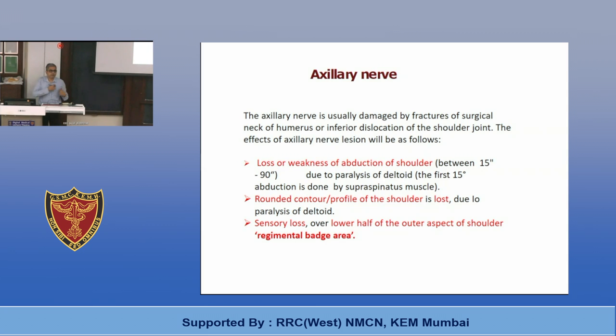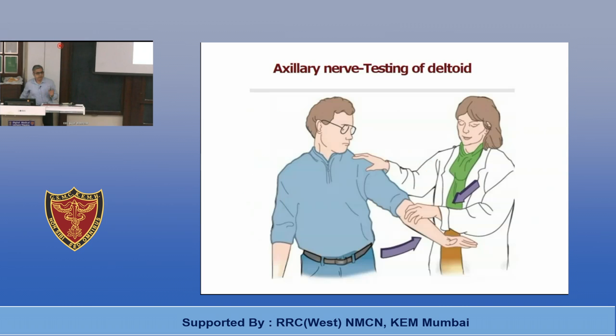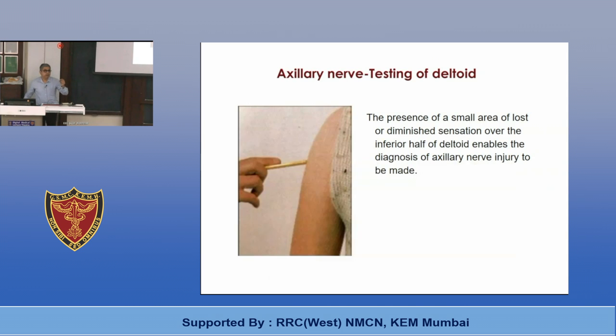Besides that, you can touch the badge area, this thing. There is a loss of the upper part, that is this. This is not the regimental badge area. This is loss of sensation. Either there will be paralysis of the deltoid, or loss of sensation in the upper part of this thing. Okay, this is how you apply: hold the hand and apply the pressure with the other hand and ask to do the abduction. Then you can touch by touching the lower half of the deltoid.